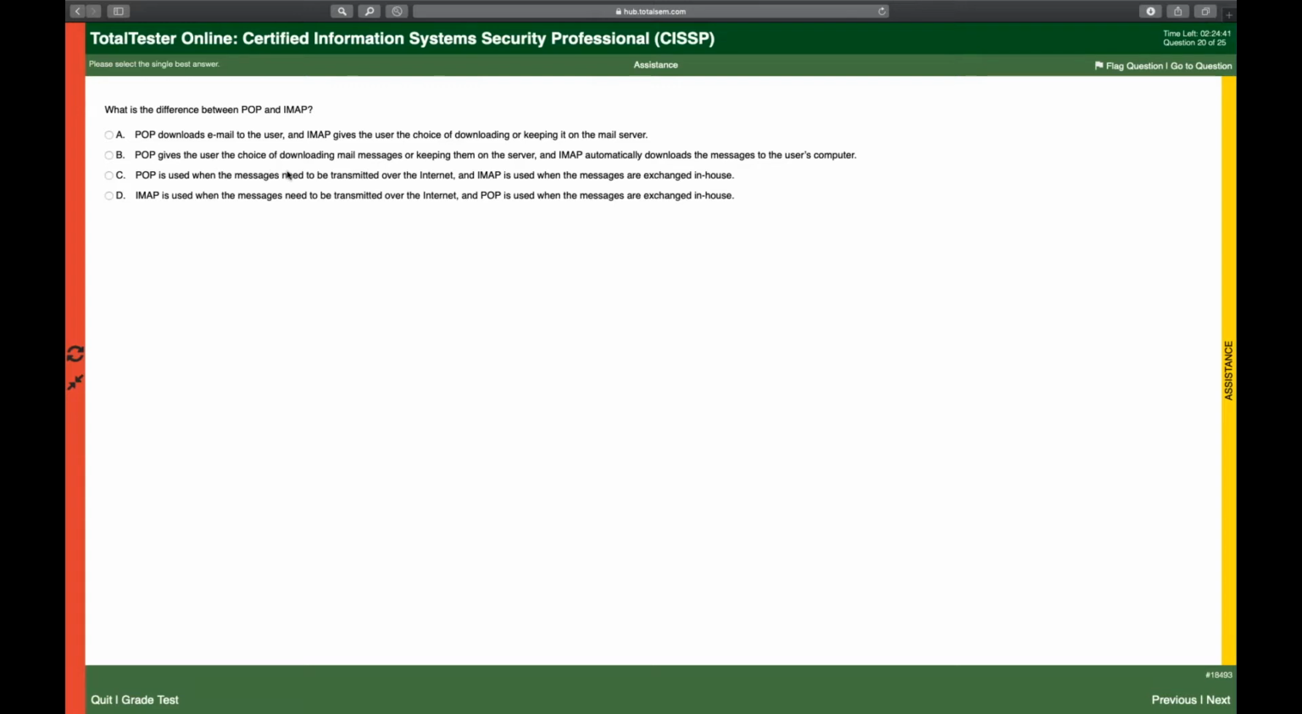Yeah, I'm not sure. I know these are two different protocols. POP is the post office protocol. IMAP is Internet Messaging Access Protocol. IMAP ensures that emails are synced across multiple devices, whereas POP downloads email from a server to a single device and deletes it from the server. So POP deletes it from the server.